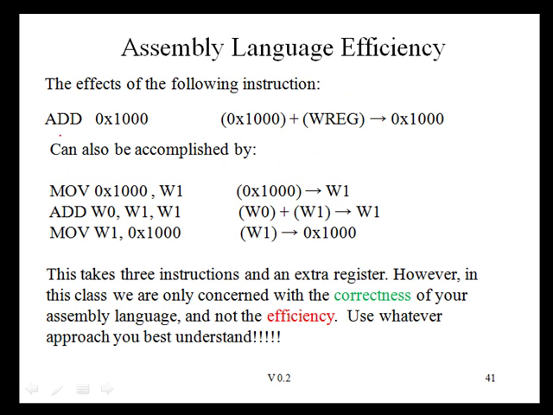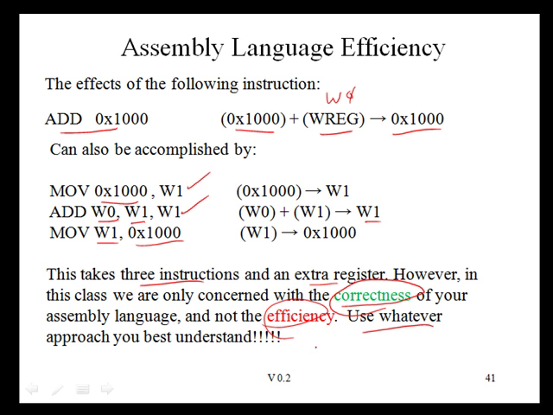Observe that this instruction, add the contents of location 1000 to WREG, which is W0, with the result placed back in 1000, can also be accomplished by this 3-instruction sequence, in which we move the contents of location 1000 to W1. We add W0 plus W1, place the result back in W1, and then move W1 into location 1000. This will take 3 instructions and an extra register. However, in this class, we're only concerned with the correctness of your assembly language and not the efficiency. So use whatever approach that you best understand.